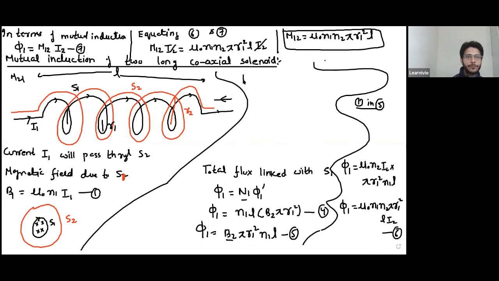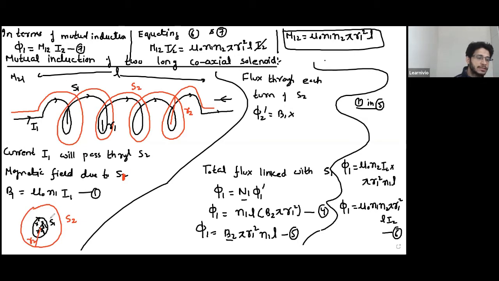So to calculate flux through each turn of S2, you need flux through each turn of S2. Then I represent it by phi 2 prime, and that is magnetic field of coil 1 multiplied by C. While calculating flux, we take the area which is linked with magnetic field. The radius of the inner coil is R1 and that of the outer coil is R2.